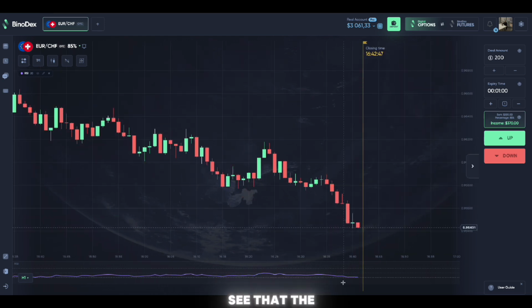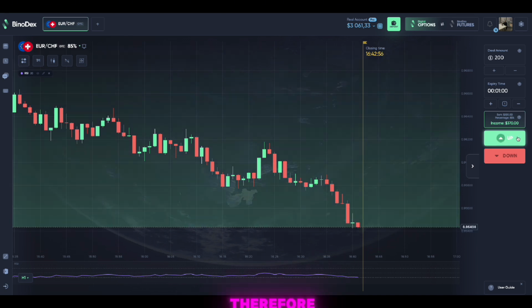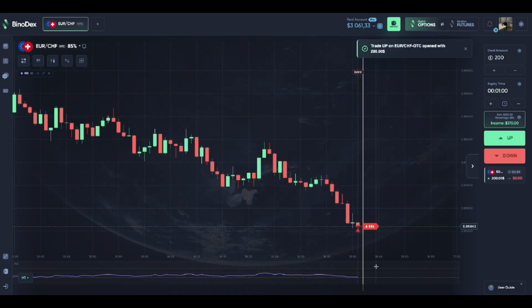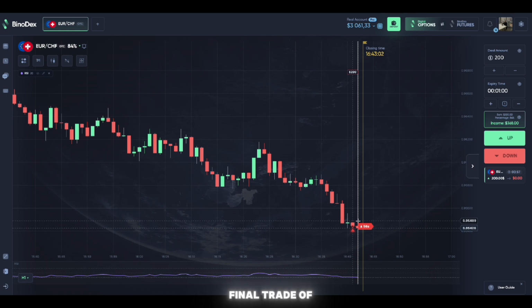We can clearly see that the price is currently deep within the oversold zone, and it most likely has hit a strong support level below which it won't go any further. Therefore, we are going to open an upward trade for a duration of 1 minute and then patiently wait for our final trade of the session to close.